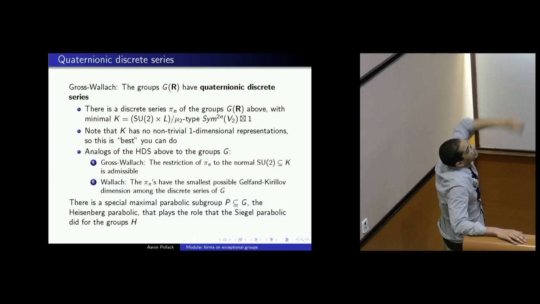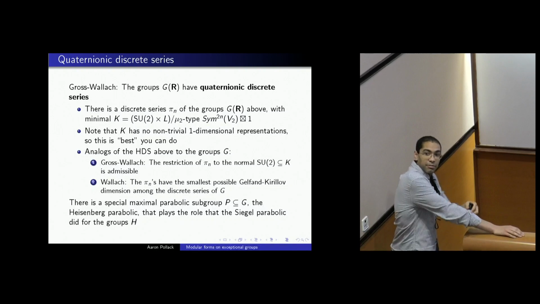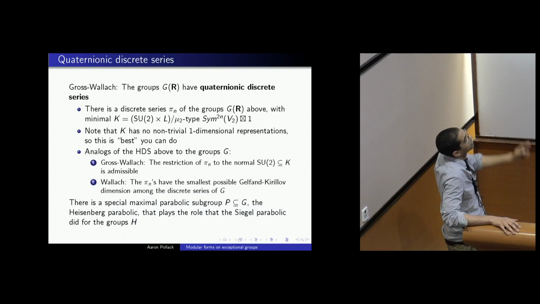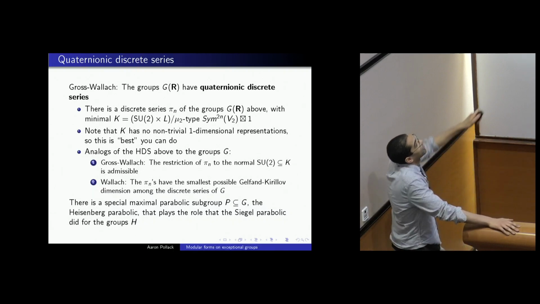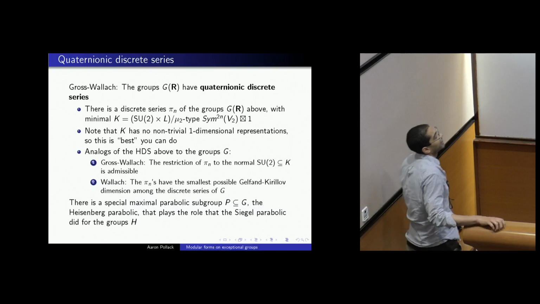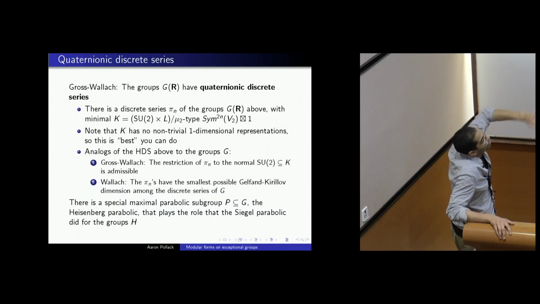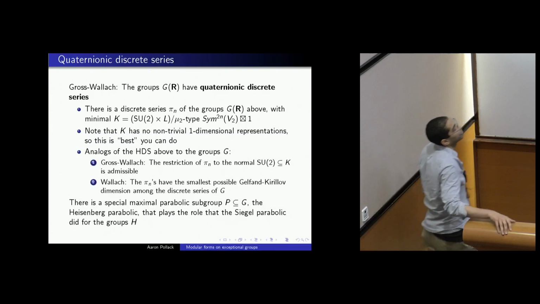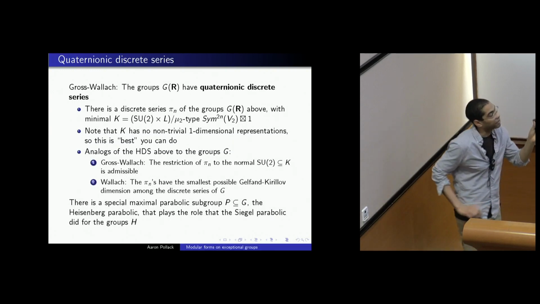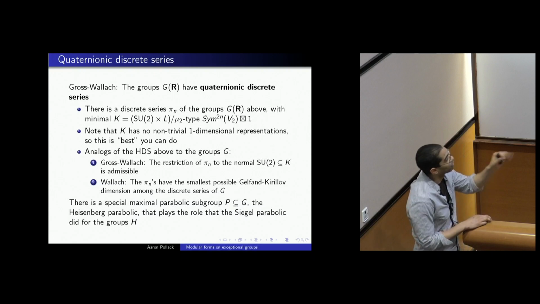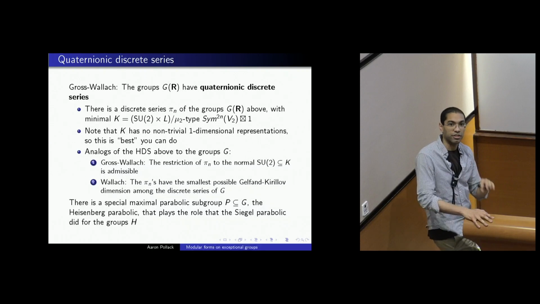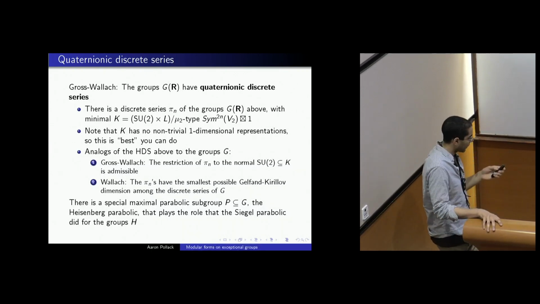This is the best you can do in terms of simple minimal K-types of discrete series representations. This group K has no one-dimensional non-trivial representations. Another important property of these discrete series representations pi n is that Gross and Pollack realized that the restriction of them to this normal SU2 is admissible, so each K-type appears finitely many times. And they also have the smallest possible Gelfand-Kirillov dimension among the discrete series of this group G, of the real points of G. So these are analogs of things that are true for the holomorphic discrete series on groups that have Hermitian structure.